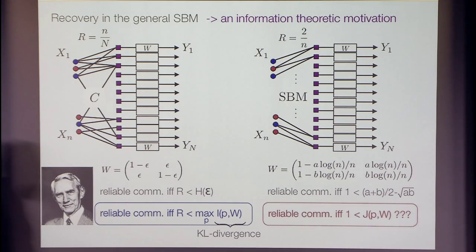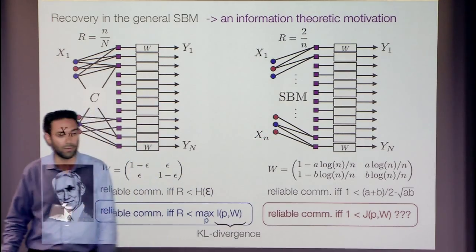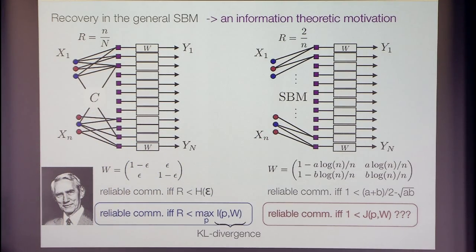So the question I was wondering is, is there such a formula for community detection? If you don't have bits, but you have an arbitrary number of communities, that means these are Q-ary symbols. If you have an arbitrary channel, which is this Q that we had in the previous slides, is there again a general formula, and what would be the expression for J?